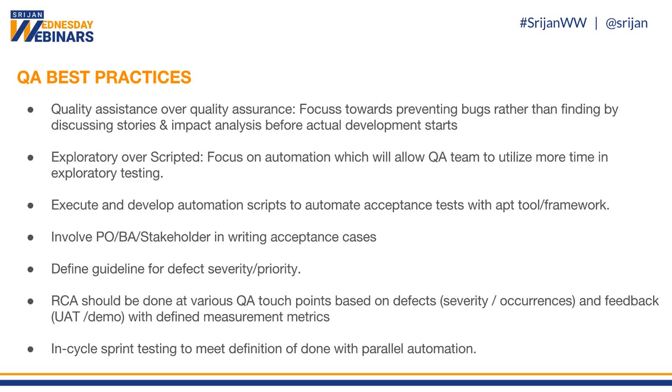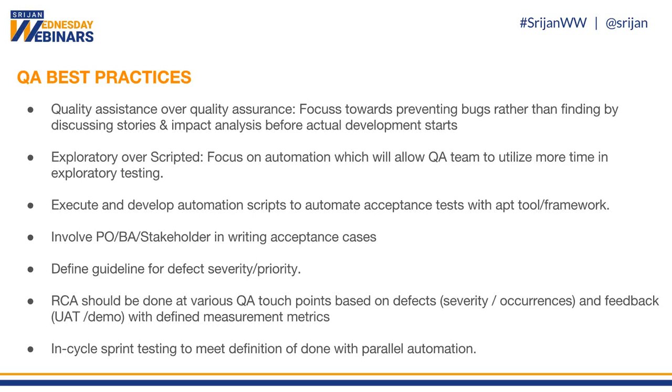So first of all, I'm going to discuss quality assistance over quality assurance, which means we focus on preventing bugs rather than finding them, because the days have passed where the best QA was the one who was filing the most number of bugs. Nowadays we are trying to prevent bugs. Reason being, detecting or preventing a bug at early stages is cheaper and cost effective. And how do we do it? We try to do the impact analysis before the actual development starts.